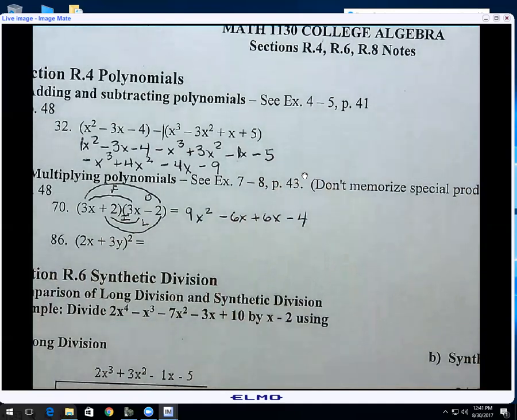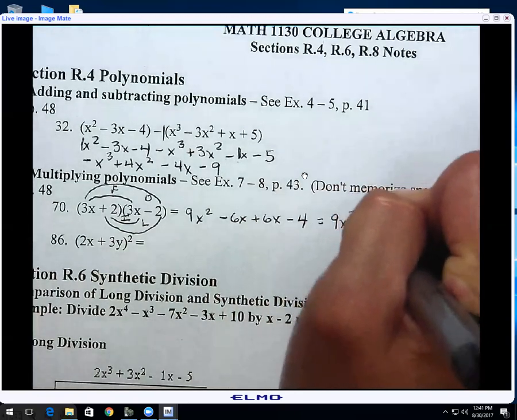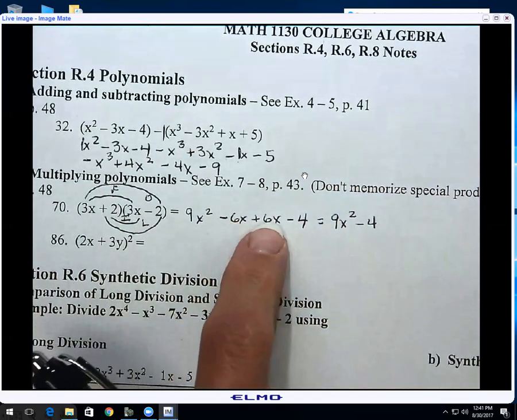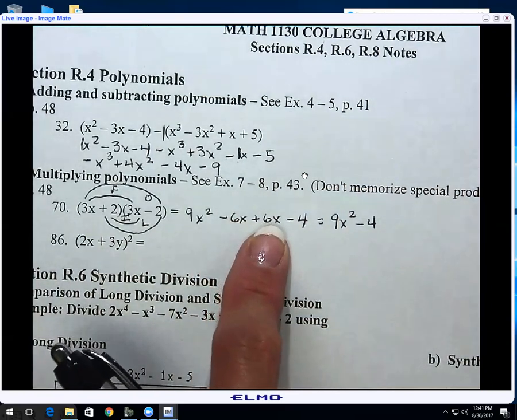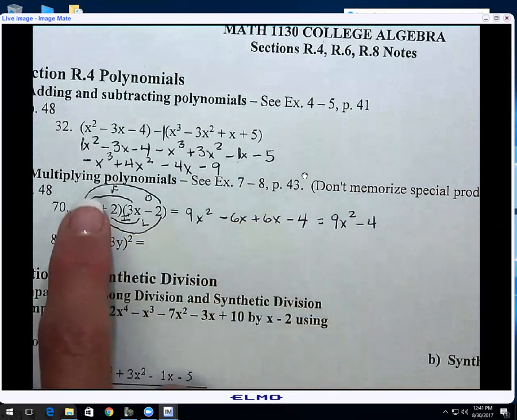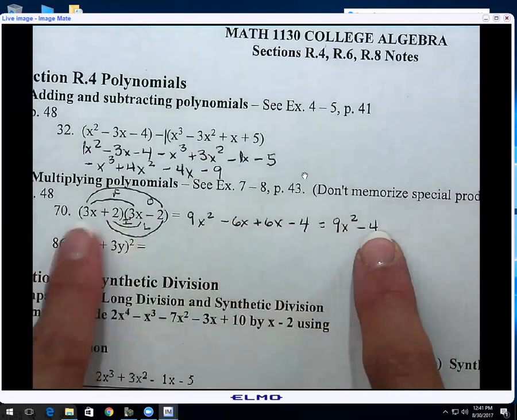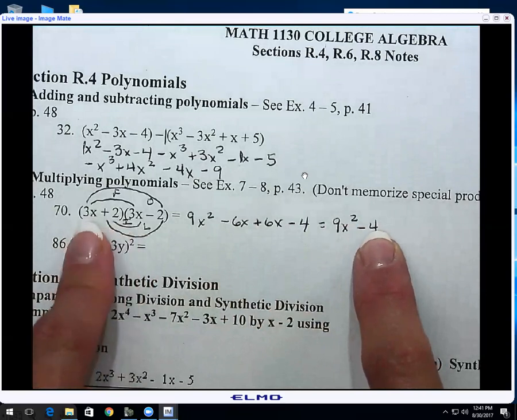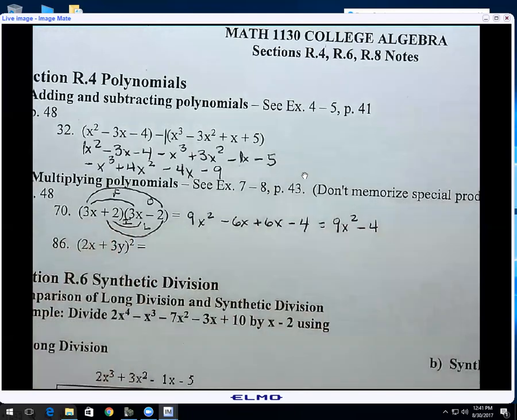When I combine like terms there, those middle terms are going to give me 0, and I'm just going to be left with 9x squared minus 4. Usually when I multiply a binomial times a binomial, most of the time I get a trinomial, 3 terms. How could I have anticipated by looking at this original problem that I'm not going to have a middle term here? They're the same thing with the minus.